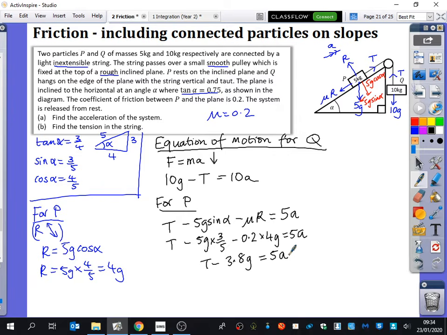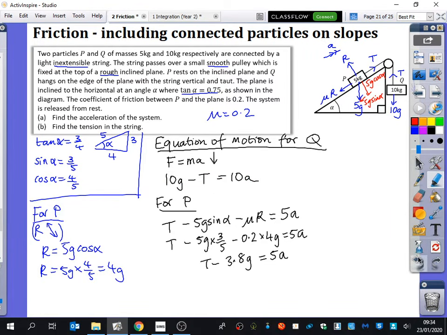Do you notice how I've just kept it in terms of g? A couple of people in the other class were like, great, I know what g is, I'm going to find out what those numbers are. But because it's just in terms of g, it's a little bit easier to deal with if we just leave g in and just deal with it at the end of it. So I've got an equation of motion.